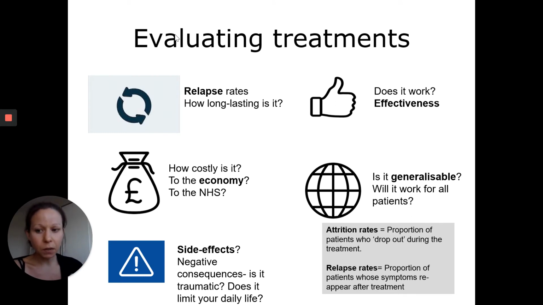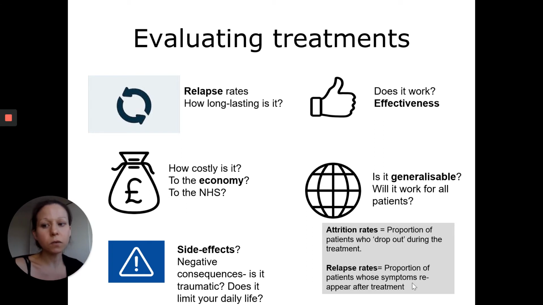Whenever we are evaluating a treatment, there's a number of things we have to think about. So I've just done little icons there, and I'll continue to use those little icons as little memory cues. We need to think about, what are the relapse rates? And by relapse, in the grey box at the bottom right-hand side, it tells us what we mean by relapse rates. The proportion of patients whose symptoms will reappear. Now, that might be months or even years later.